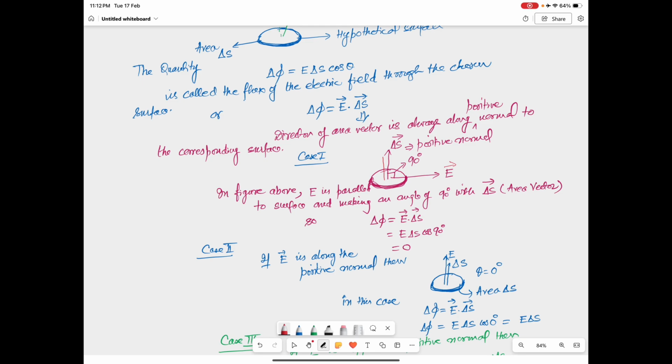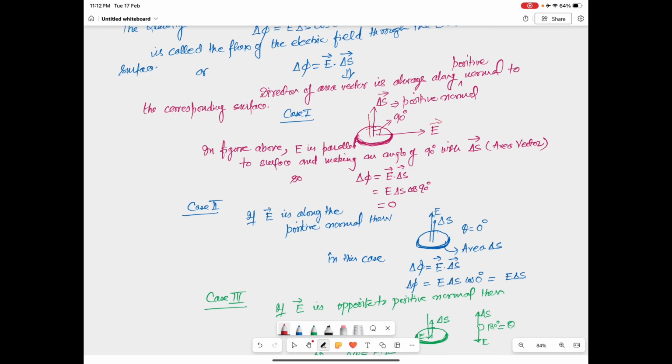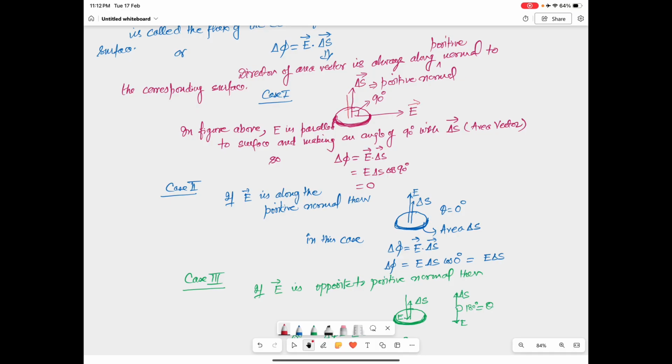We will make use of this concept, whatever I am explaining here, whether the field is running perpendicular to the surface or parallel to the surface. We will utilize them to solve some of the examples which I will cover further ahead.